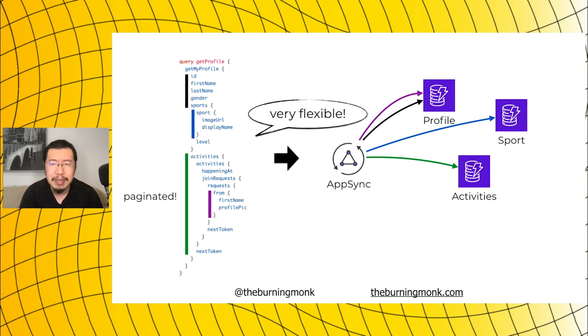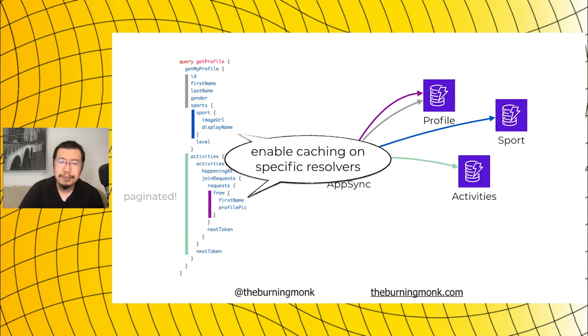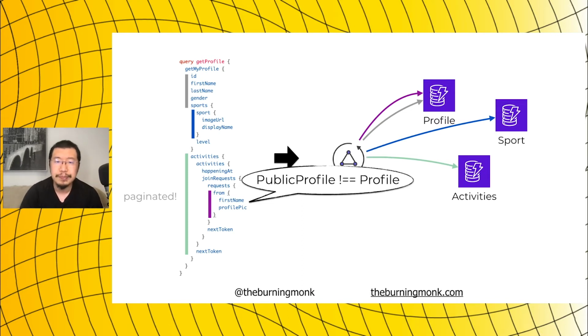The client can basically ask for any information they need, but you can probably also sense a danger here as well, that the client might end up asking for way more information than it needs, and you can have very deeply nested queries that can start to impact your performance and the cost. So luckily, you can mitigate some of this by enabling caching in AppSync, which lets you enable caching on specific resolvers, and you can adjust the cache TTL, or time to live, for each resolver as well.